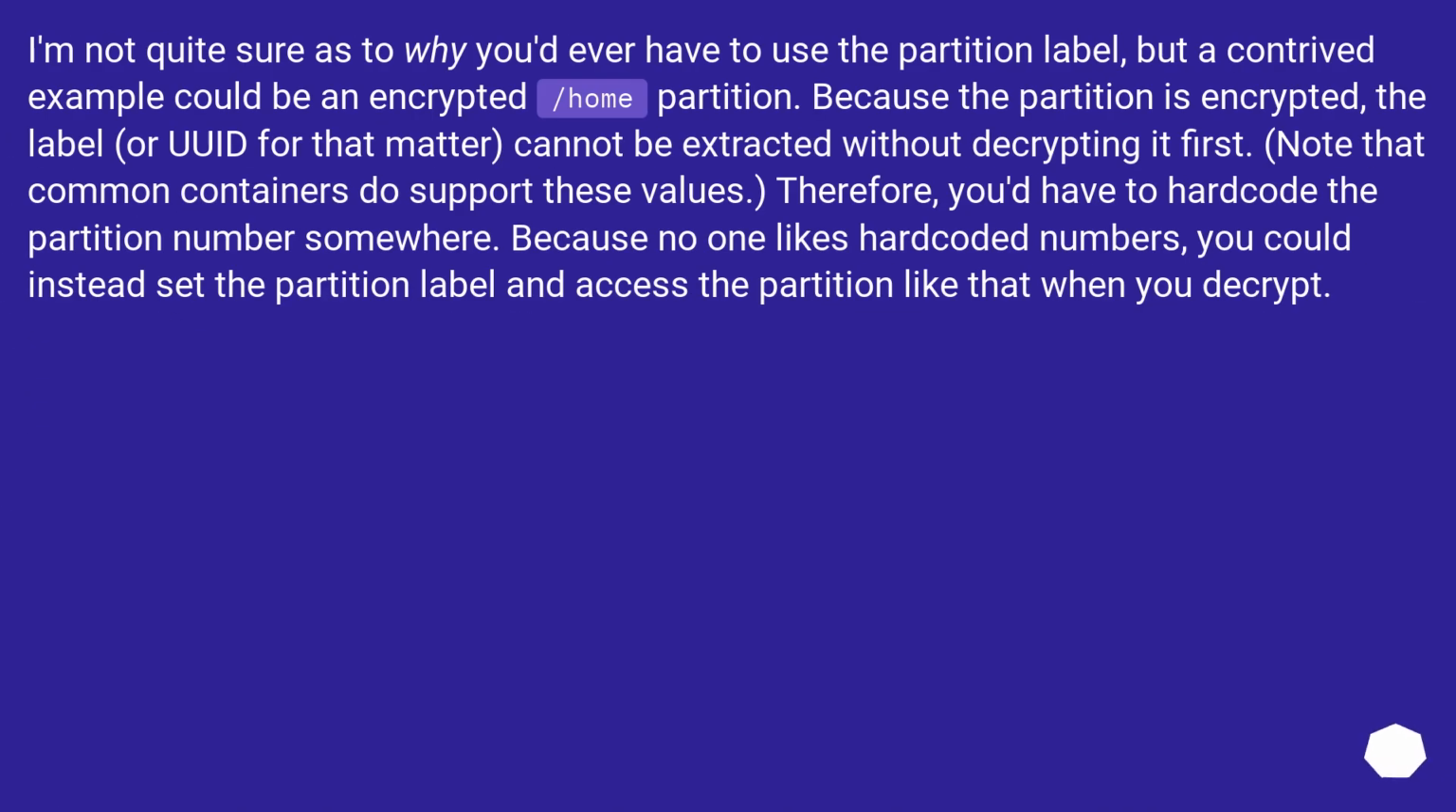I'm not quite sure as to why you'd ever have to use the partition label, but a contrived example could be an encrypted /home partition. Because the partition is encrypted, the label, or UUID for that matter, cannot be extracted without decrypting it first. Note that common containers do not support these values, therefore you'd have to hardcode the partition number somewhere. Because no one likes hard-coded numbers, you could instead set the partition label and access the partition like that when you decrypt.